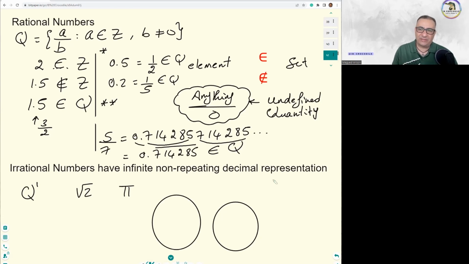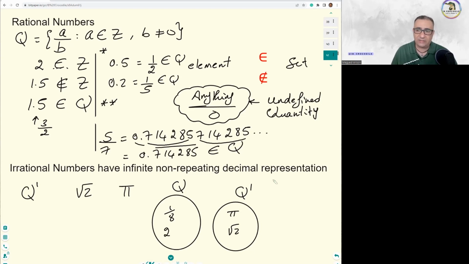We can represent sets with different elements using circles and rectangles or shapes. Most common are circles and rectangles. So this is Q, and this is going to be Q prime. I can put pi and root 2 here. And then I can put whatever, like 1/8 or 2 even. I can even put 2. Why?